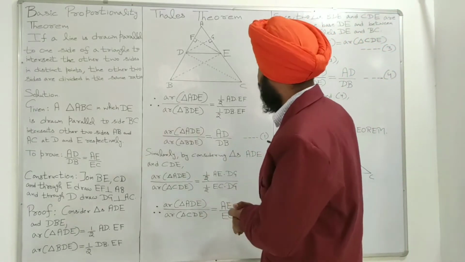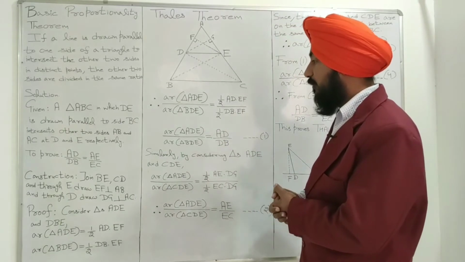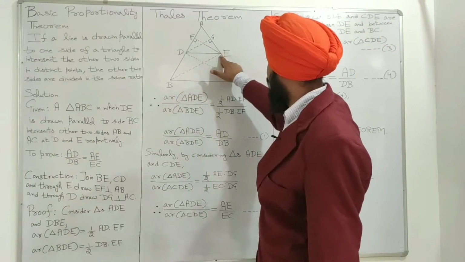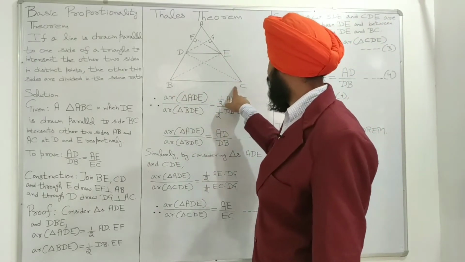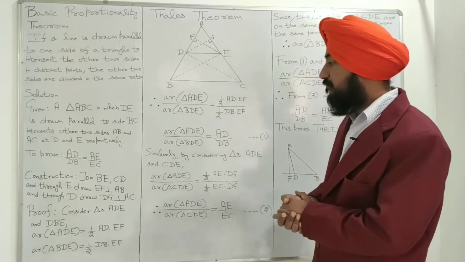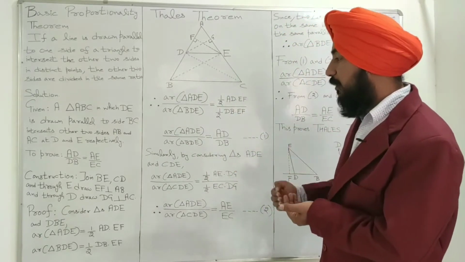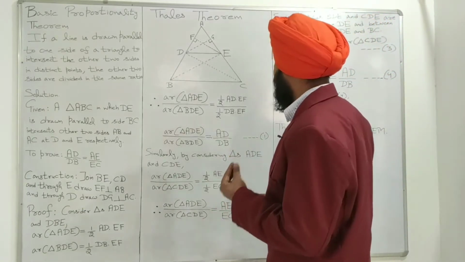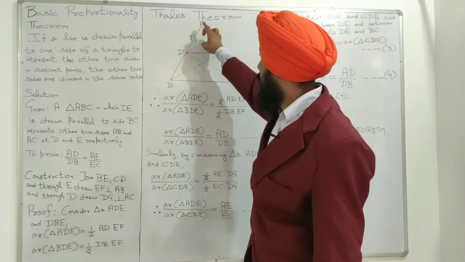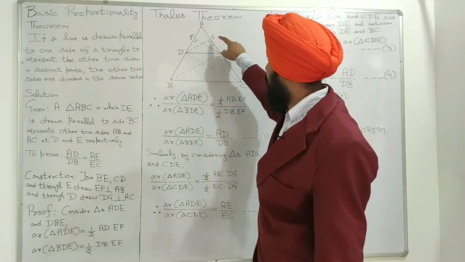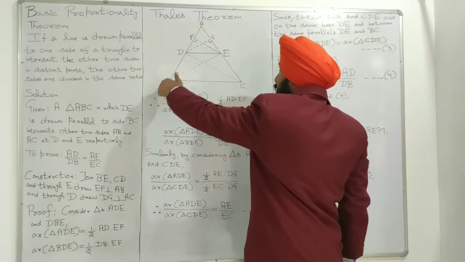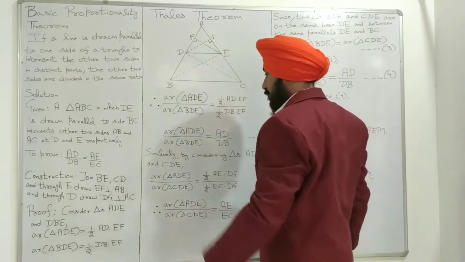So in the construction, join BE and CD. Through E, draw EF perpendicular to AB. So join point B to point E, and point C to point D. Join BE and CD, and through E draw EF perpendicular on AB, and through D draw DG perpendicular on AC. So we have drawn EF perpendicular on AB and DG perpendicular on AC.